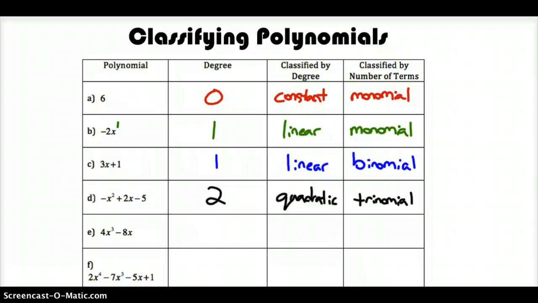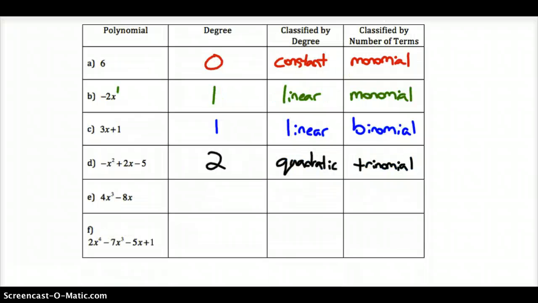Okay, let's go ahead and scroll down just a little bit here. Looking at this next classification by number of terms, let's go back to red here. I only have 2 terms total, so that is a binomial because it's 2 terms. So I'll write binomial.